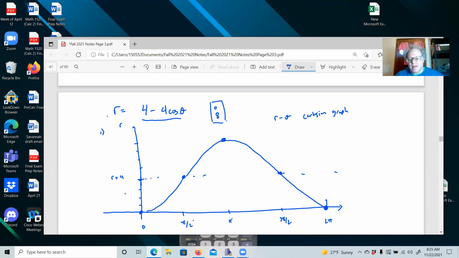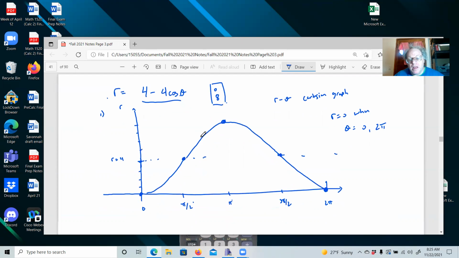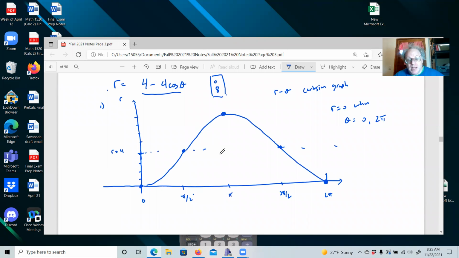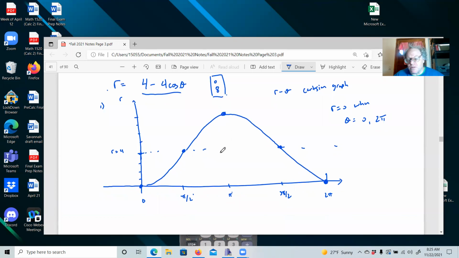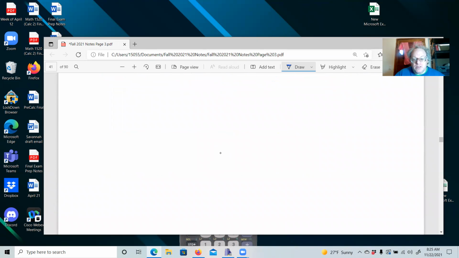The graph equals 0 when theta is equal to 0 and 2 pi. We can easily see that off of the graph, so that's not that big of a deal. And then we're just going to figure out how to graph this thing in polar now.